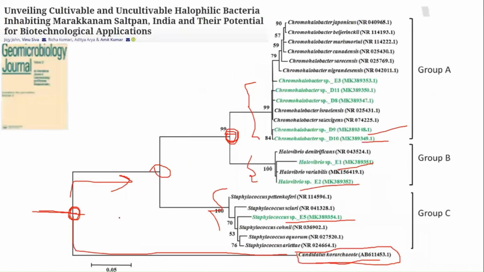in the marine environment. One example I gave you from our study where we cultivated bacteria from the salt pans of Marakkanam, and then we obtained several different individual colonies. Upon sequencing and doing the bioinformatic analysis, we found that there are three major groups. First is Staphylococcus, Halovibrio, and Chromohalobacter. And this phylogenetic tree can be seen in a very clear way that it distinguishes all three groups of bacteria with very high statistical support.